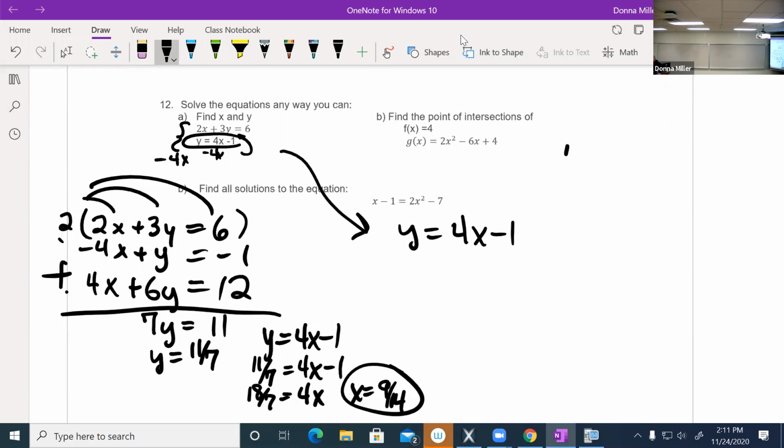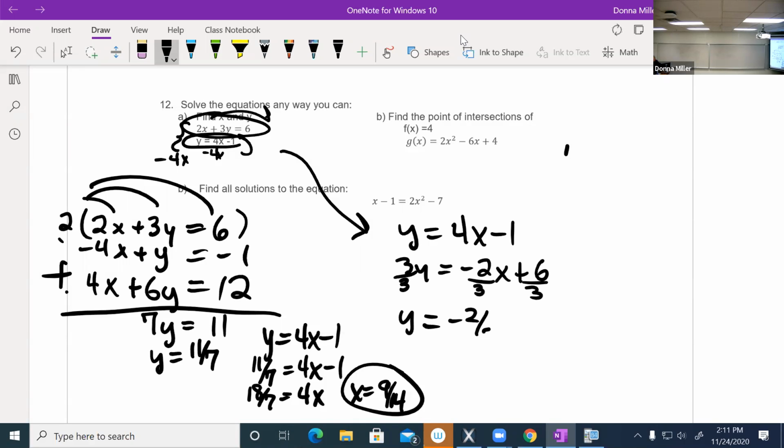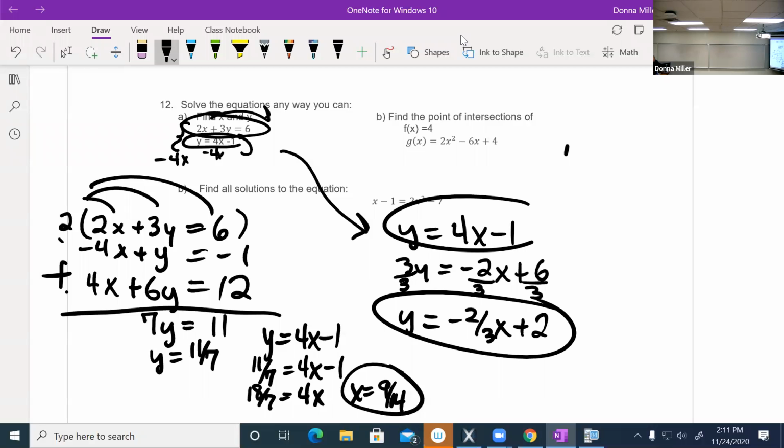I've got to solve the other one for y, so I'm going to move the 2x over and make it negative. So 3y equals negative 2x plus 6. Divide by 3. You get y equals negative 2/3 x plus 2. All right. So I can take these and plug them into the calculator. All right.